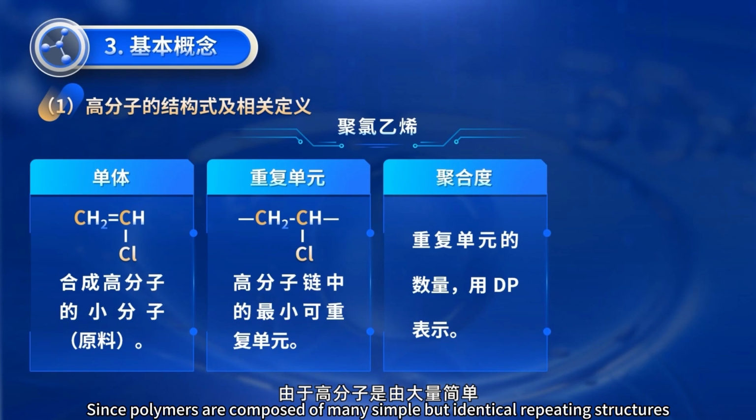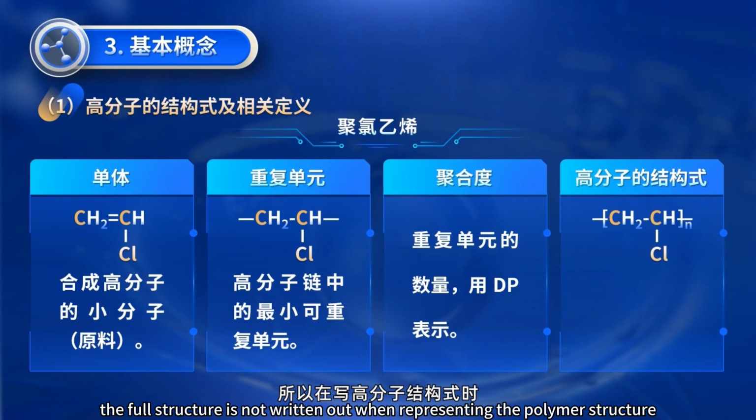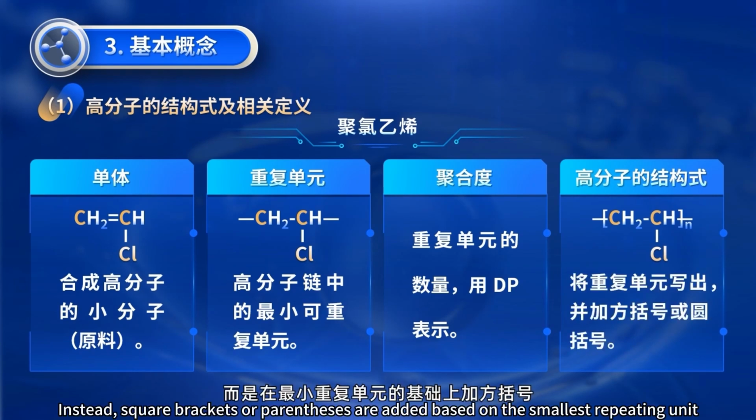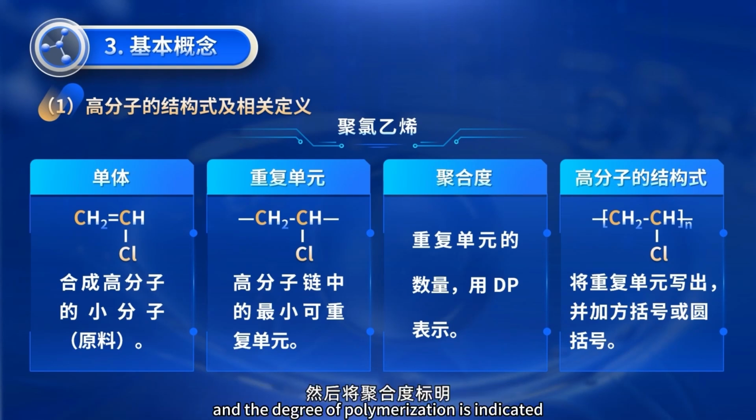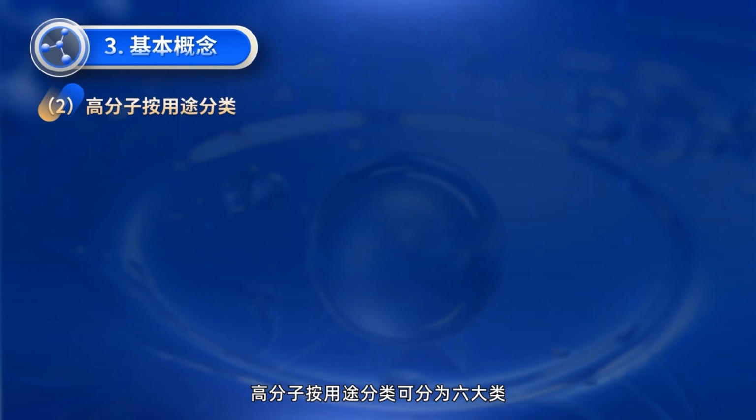Since polymers are composed of many simple but identical repeating structures, the full structure is not written out when representing the polymer structure. Instead, square brackets or parentheses are added based on the smallest repeating unit, and the degree of polymerization is indicated. Polymers can be classified into 6 categories based on their use.